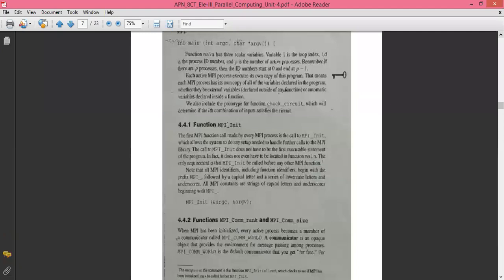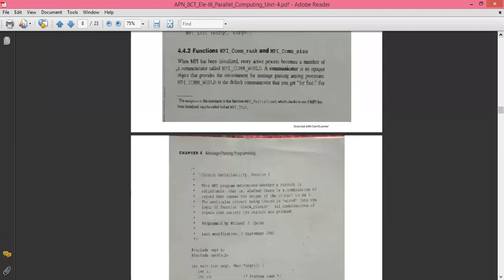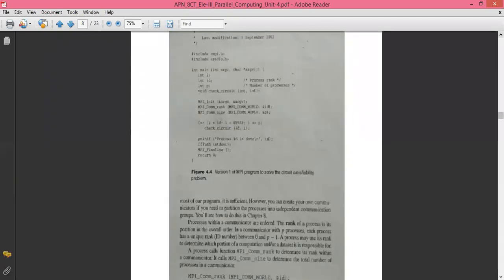So the problem statement says that there are a total of 16 input lines, which are going to produce 2 raised to the power 16 possible outputs. That means 65,536 outputs are possible. Amongst the 65,536 possible outputs, we are identifying only those inputs which satisfy the circuit.